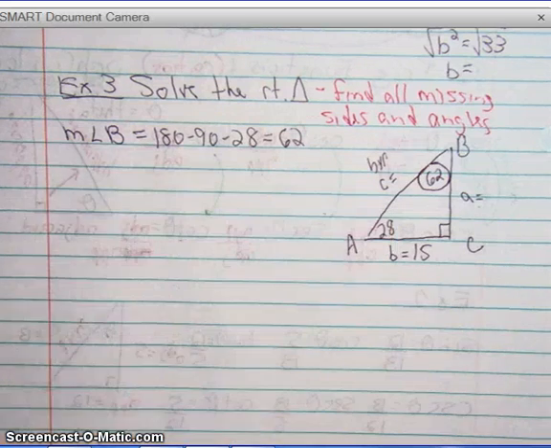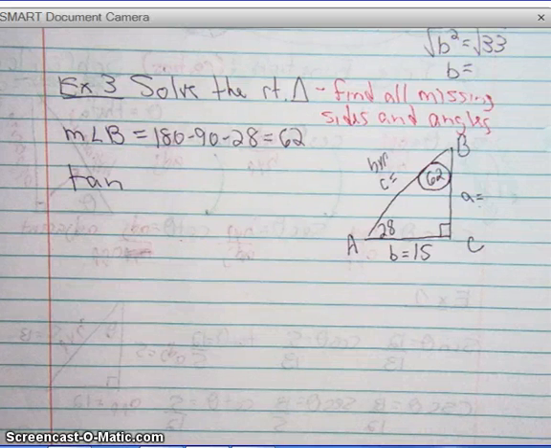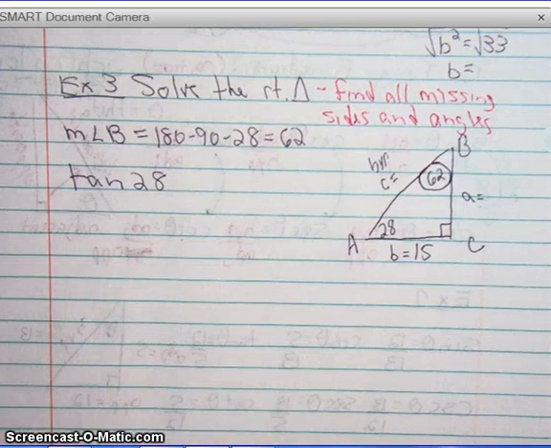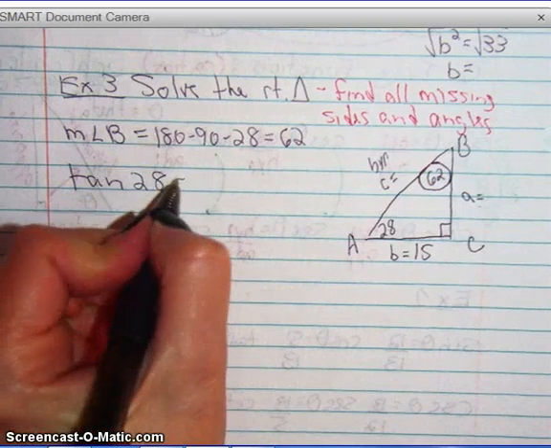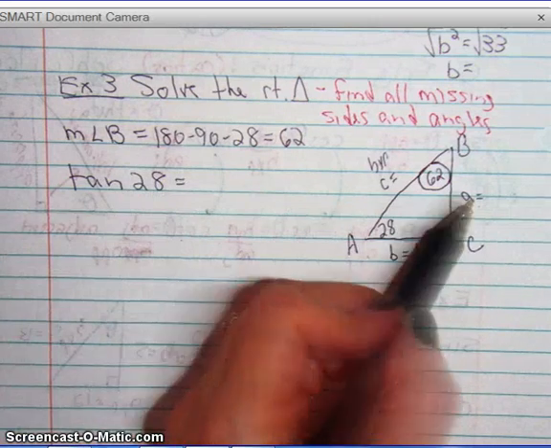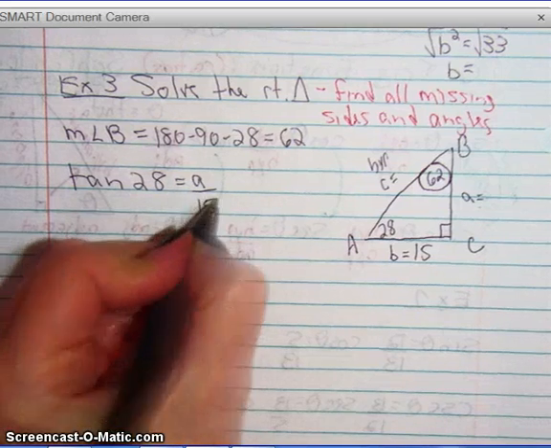Tangent. So we're going to write down tangent. Always by the word goes the angle. We're setting up trig ratios. So tan of 28 equals opposite A over adjacent 15.